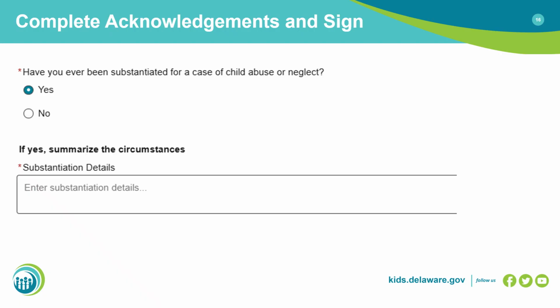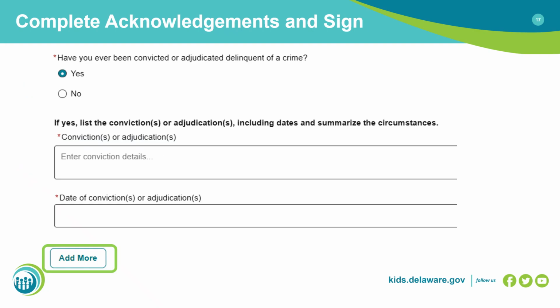Respond to the question, have you ever been substantiated for a case of child abuse and neglect? If you select yes, summarize the circumstances. Respond to the question, have you ever been convicted or adjudicated delinquent of a crime? If you click yes, list the conviction or adjudication, including date, and summarize the circumstances. If you have more than one conviction or adjudication, click Add More.